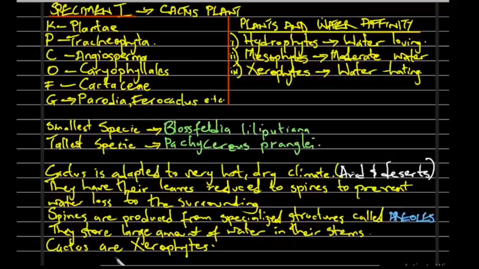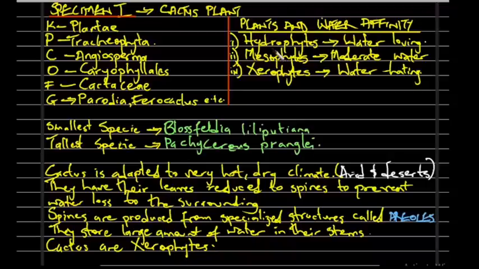So cactus are seen as xerophytes. Xerophytes meaning that they are found in environments that lack water. So they are not water loving plants. They are not plants that actually survive in high amount of water. So that brought us to talk about the types of plants that we have, discussing their water affinity.